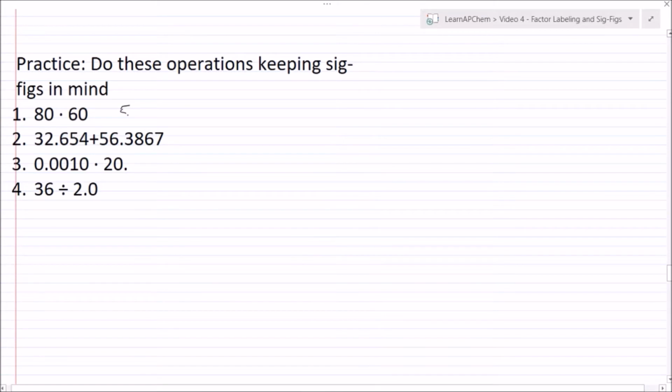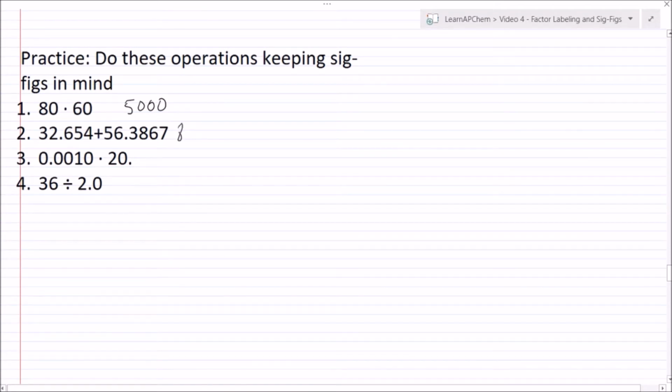Alright, so for this first one you should have gotten 5,000. The second one you should have gotten 89.041. The third one you should have gotten 0.020, and the fourth 18. So how did I get these?